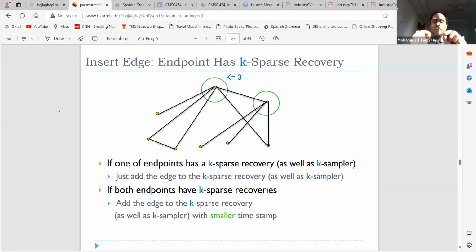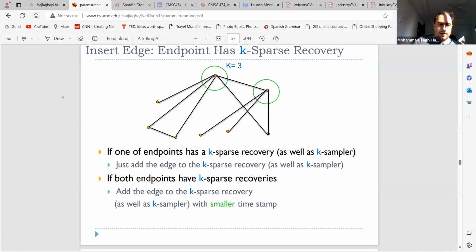Good. So these are all the cases. If an edge is coming and both endpoints have degree less than k, then you will just add it in L. In case one of them reaches degree k, then you will remove all those edges from L and add them to a k-sparse recovery. If one or both endpoints already have a sparse recovery, then if there's only one, just insert it there. If both have a k-sparse recovery, insert it in the one that has a smaller time stamp. So this is actually a simpler algorithm. This was not the original algorithm that we had; this was a simplified algorithm. It's a very clean and nice algorithm.